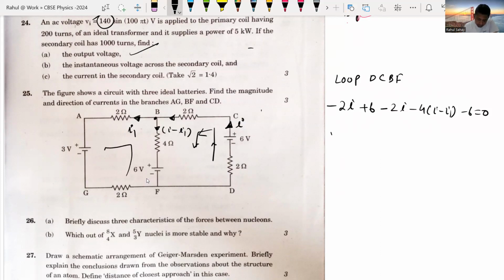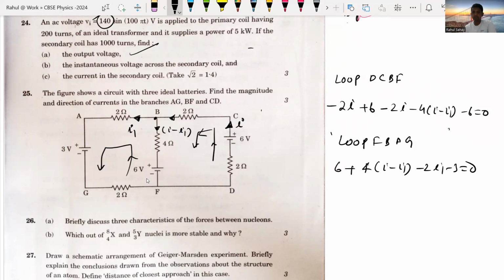Then loop FBAG. So 6 plus 4(I minus I1) minus 2I1 minus 3 is equal to 0. Both equations can be solved. If anything is negative, it means you can reverse the direction.